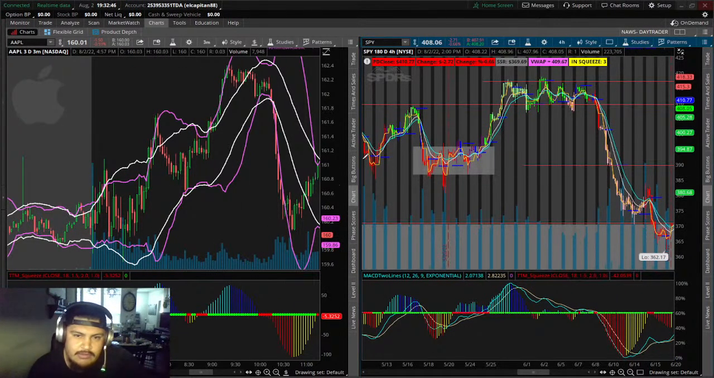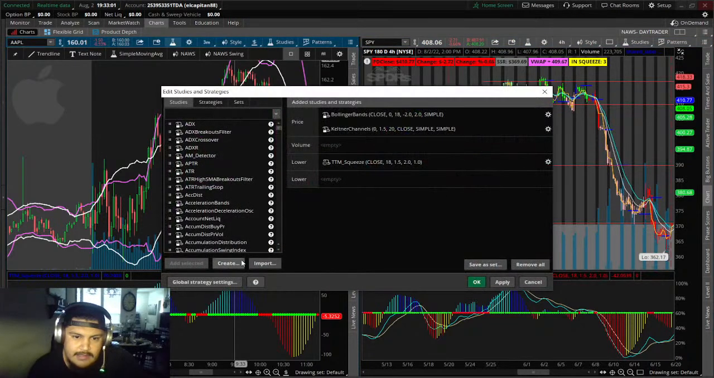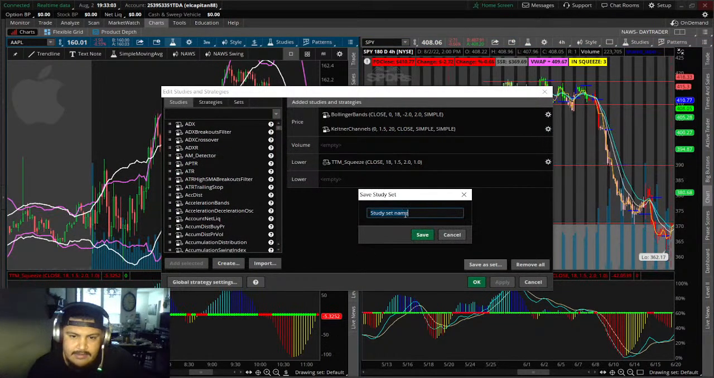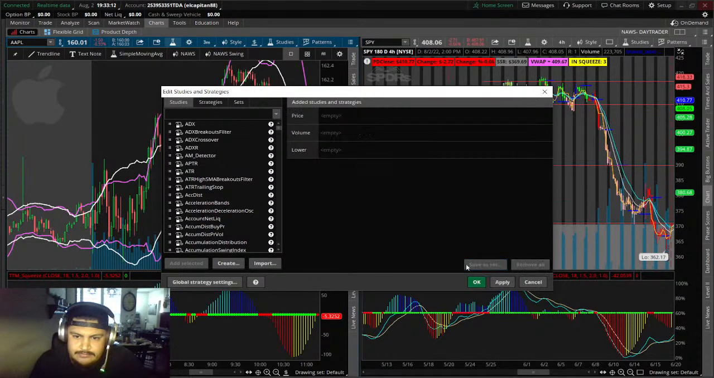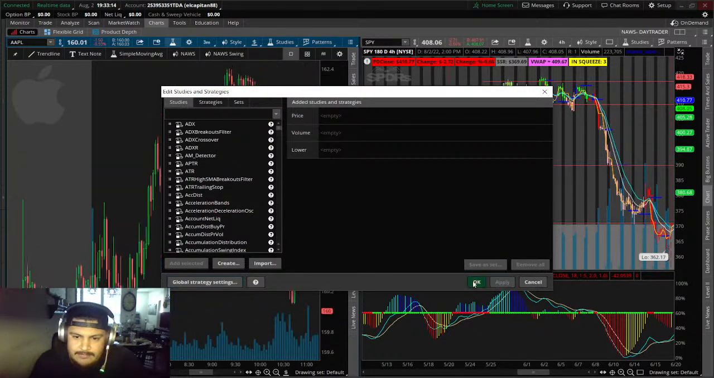All right, cool. So that's the premise of the whole TTM squeeze, whenever you have a balanced market, which I'm going to come over here and hide these things real quick. I'm going to save it as a set, and we'll just call it NOS 3. We're going to save it as a set, and then remove all right now, right?